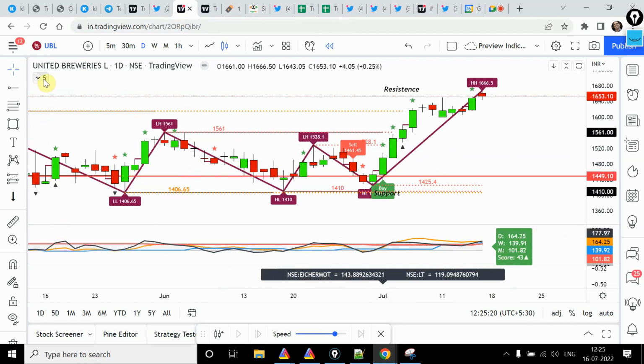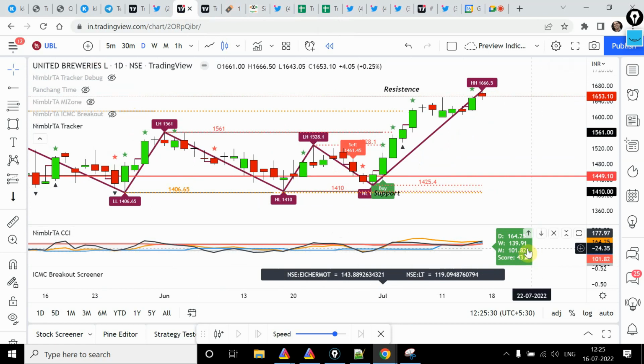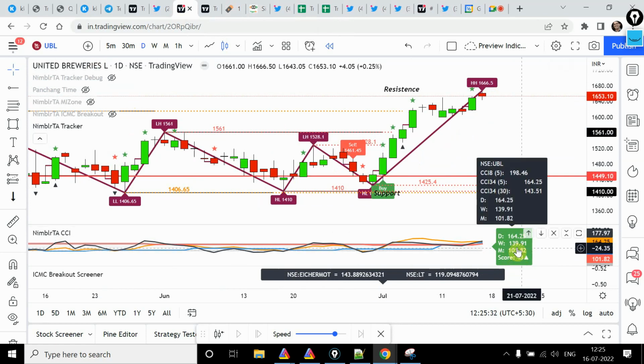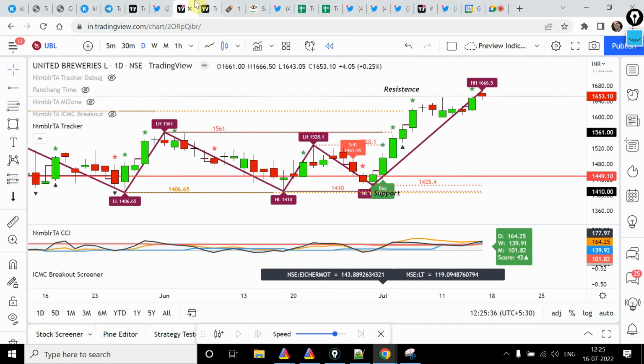So CCI is something which we started the NimblrTA concept with. So that is the heart and the core of all the codes. Without that, probably I can never do any trade. So I must see the health of the stock. If you see, this is green. This is the health of the stock. Positionally it is green.